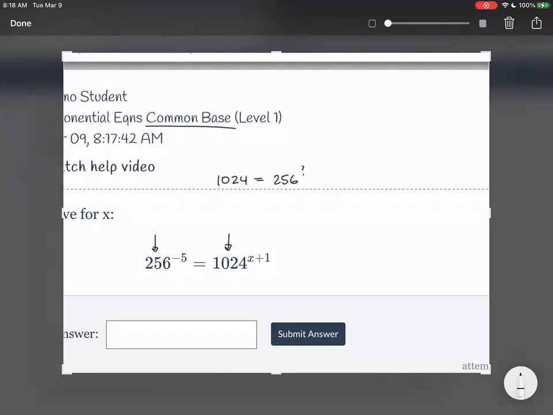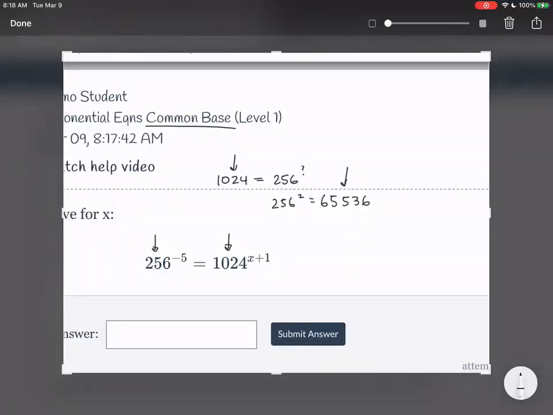So 256 squared, let's take a look at what that is. 256 squared is equal to 65,536. So even if we just take it to the power of 2, it's going to be far bigger than 1024. Like 65,536 is just not quite what we're looking for. So maybe we need to rewrite this one in terms of another common base.